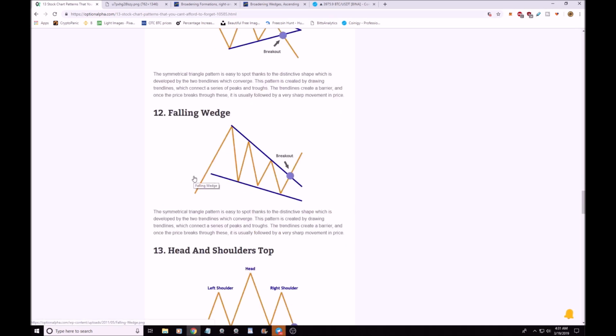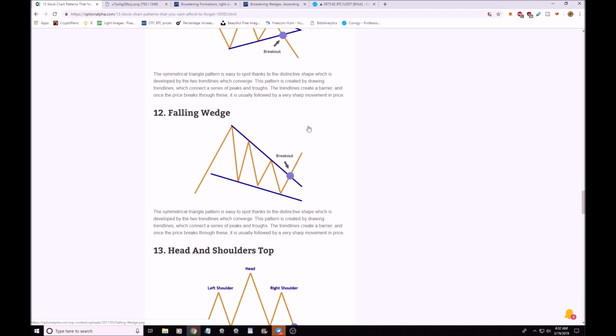Falling wedges. Okay, so it's a symmetrical triangle, but it's angled to the downside. These are bullish patterns. They break out to the upside. To find the distance of your target, you're going to take, again, this open end. All the triangles, you're taking the open end, placing it here. You're buying the breakout. That is your first target where you take profits.